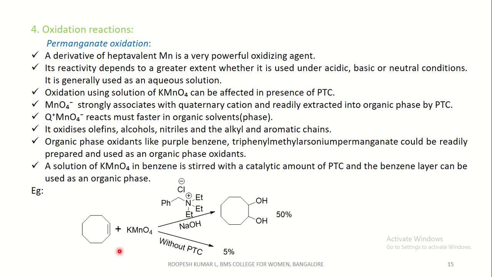As you can see, this octene reacts with KMnO4 in the presence of a PTC to form the corresponding vicinal diol. We can get a yield up to 50%, whereas without PTC we just get 5% of this diol.